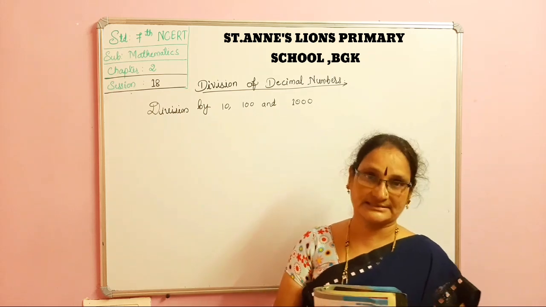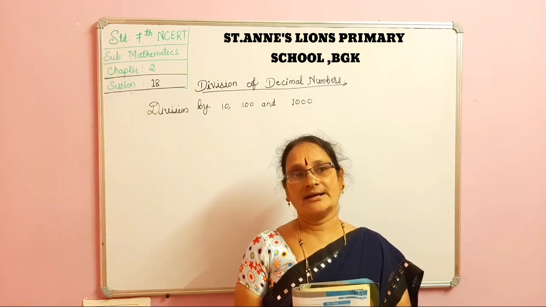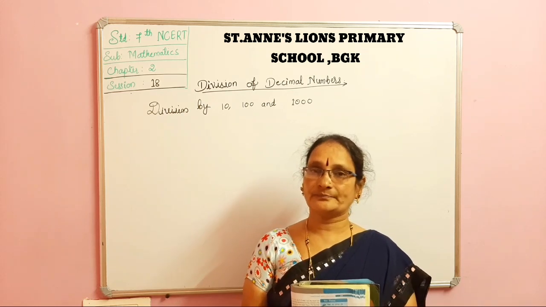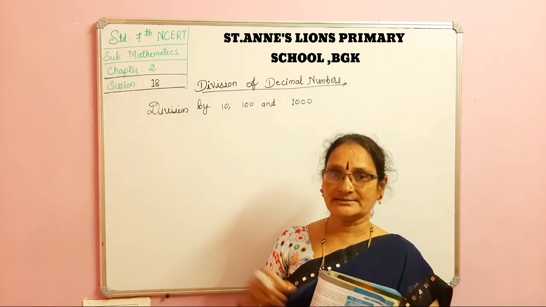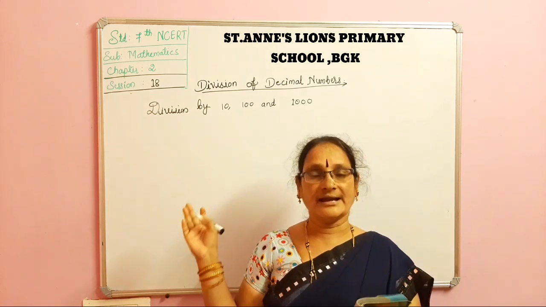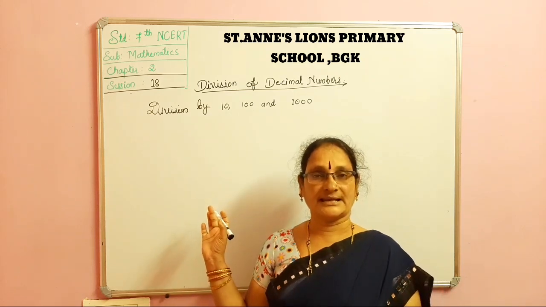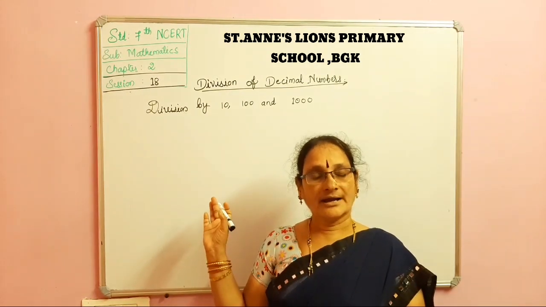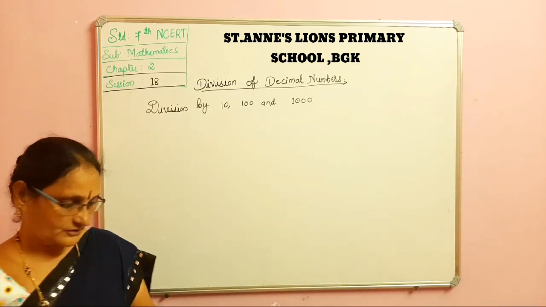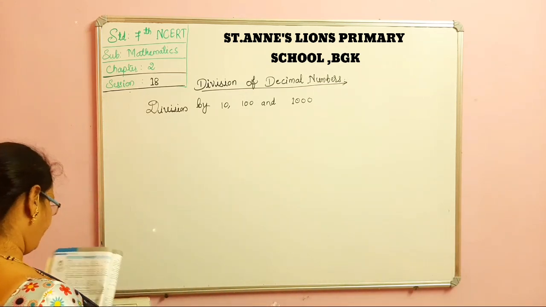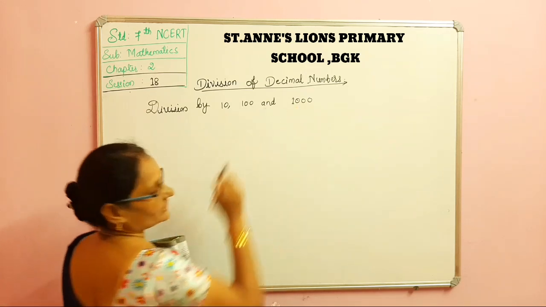of decimals. Already we have seen multiplication of decimals, and also we saw the exercise in the previous videos. And now today's topic is division of decimals, and we will see the exercise also. Now with some examples I will explain, and afterwards we will see exercise 2.7. So now, division by 10, 100, 1000.